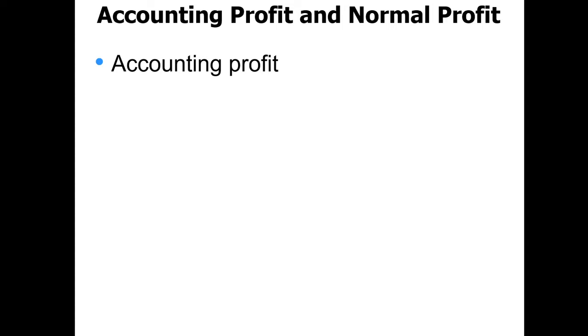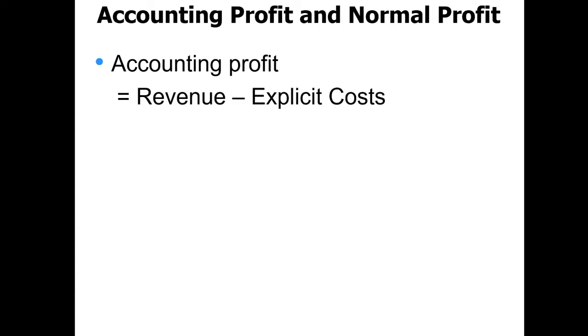All those things, I add up all those explicit costs. I subtract them from what I brought in, and that is my accounting profit. That's what I've earned from opening my pizza place. So we have revenue minus explicit cost.